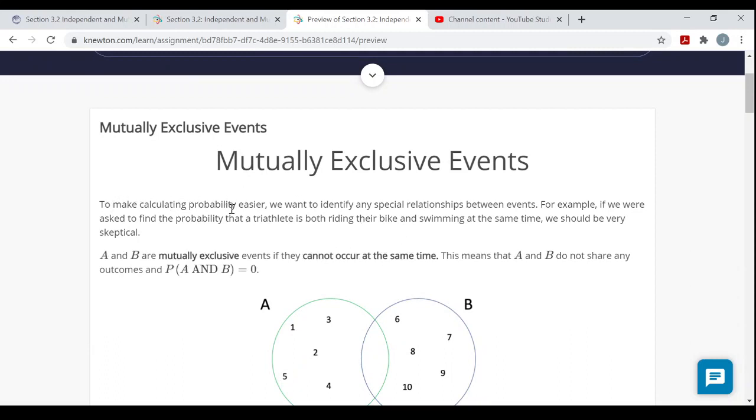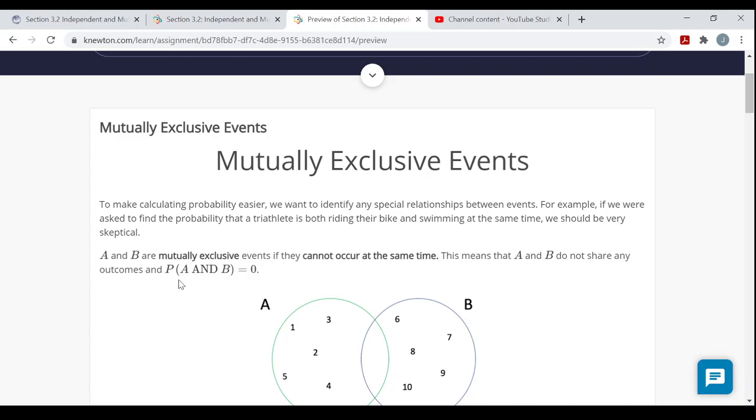To make calculating probability easier, we want to identify any special relationships between events. For example, if we were asked to find the probability that a triathlete is both riding their bike and swimming at the same time, we should be very skeptical. Remember, capital letters are usually used here to represent events. Events A and B are mutually exclusive events if they cannot occur at the same time. That means A and B do not share any outcomes.